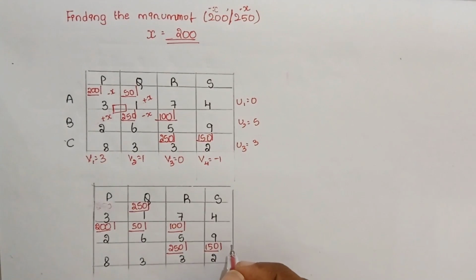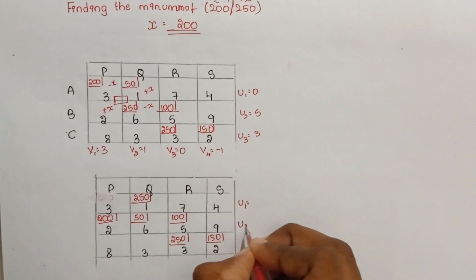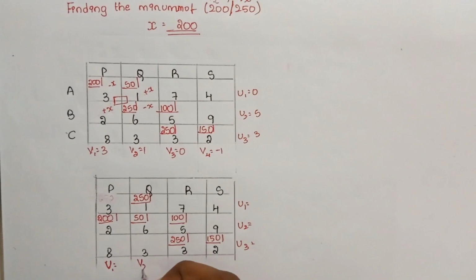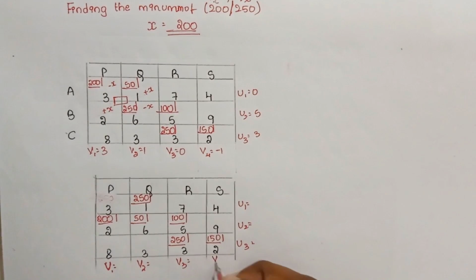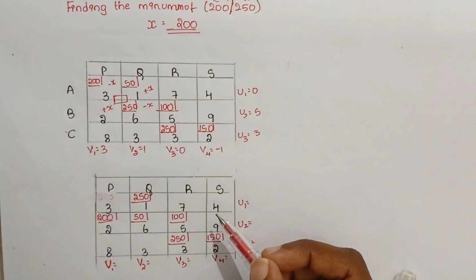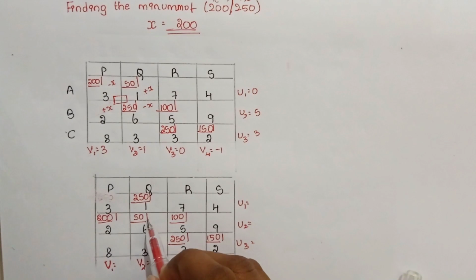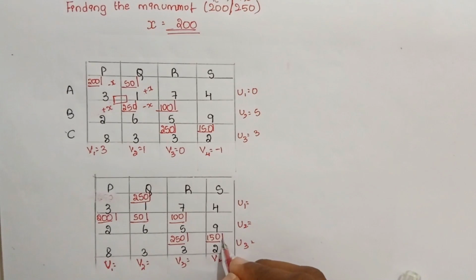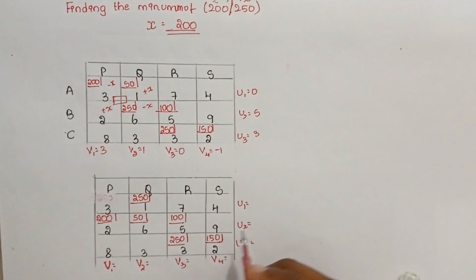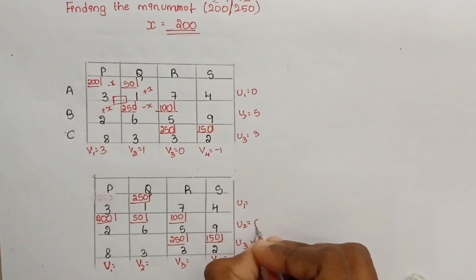Now again we have to identify the u and v values. This will be represented as u1, this as u2, this is u3, and this is v1, this is v2, this is v3, and this is v4. Let me check row-wise which row has the maximum allocation. In this row the allocation is 1, in this the allocations are 3 cells, and in this the allocations are 2 cells. So the maximum allocation is in the second row. So I will write this u2 as 0.